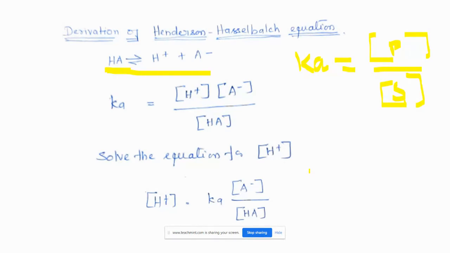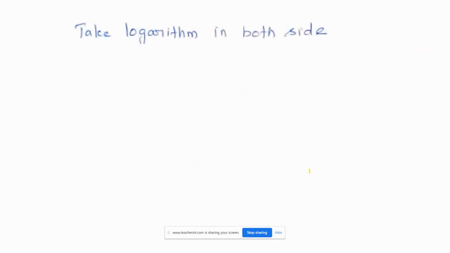Okay, think about it. H plus is equal to Ka into A minus divided by HA. So this is the equation. Next, take logarithm on both sides. Log H plus is equal to log Ka plus log of A minus divided by HA.